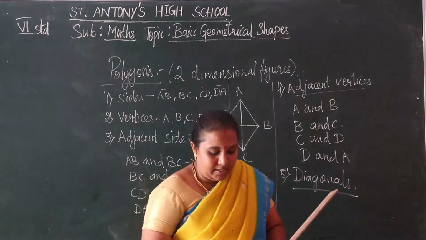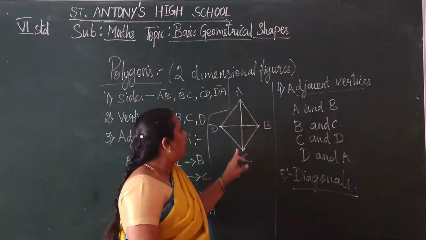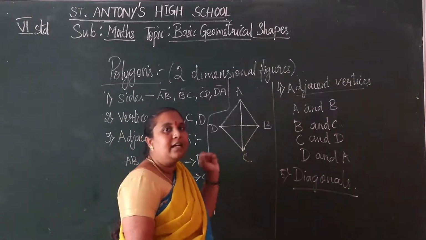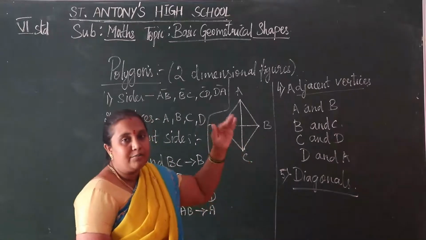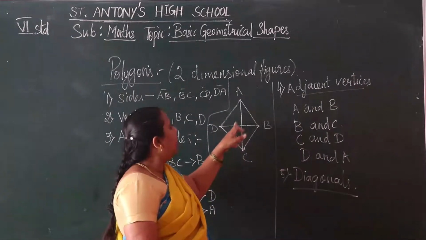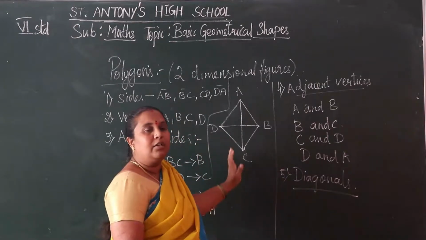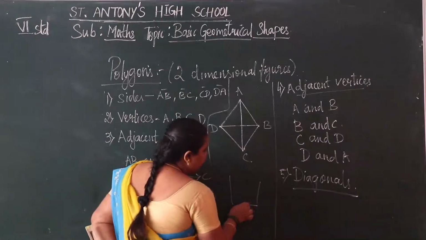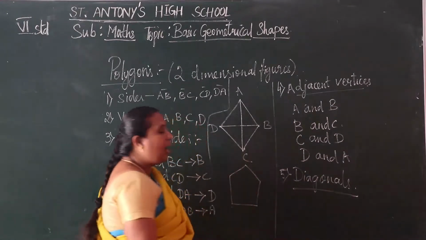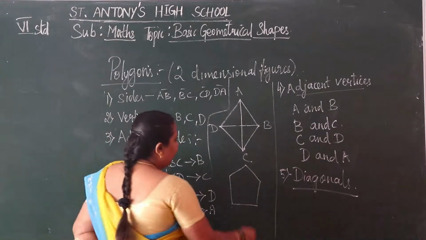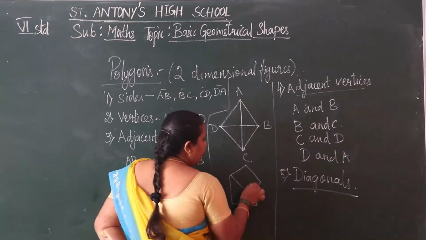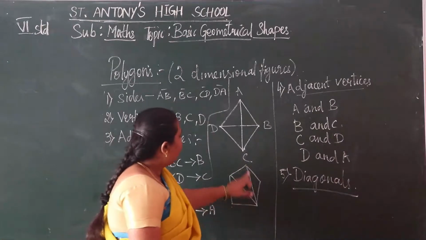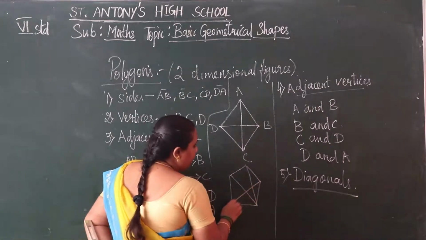So what do we mean by diagonals? We are joining the opposite vertices, that we can say is a diagonal. If we have a five-sided figure, how can we join the diagonals? Like this we can draw, so like this we have diagonals, and like this also we can draw.